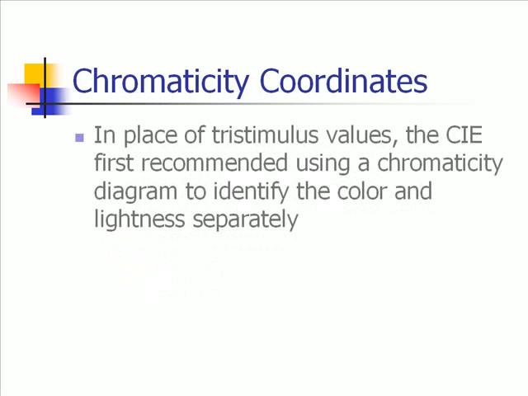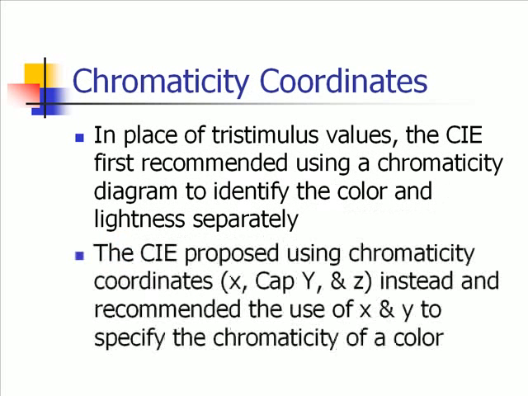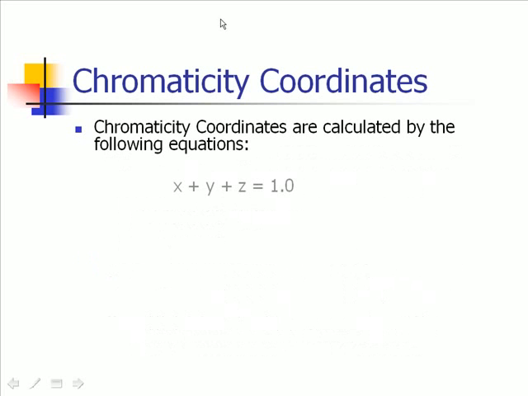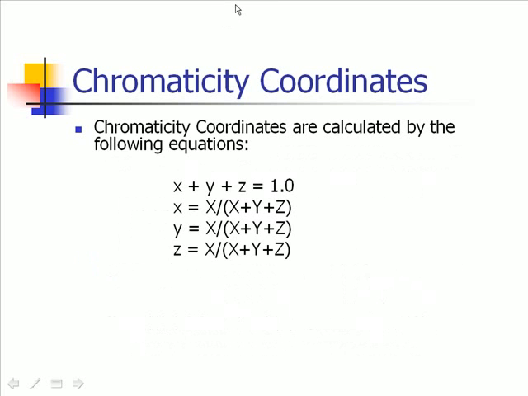The first attempt was to use chromaticity coordinates to develop a diagram and a color space. So the CIE proposed using these values. They use x and y as the color coordinates basically, and capital Y would be our lightness value. We have our equations here for the chromaticity coordinates that we've gone through before.